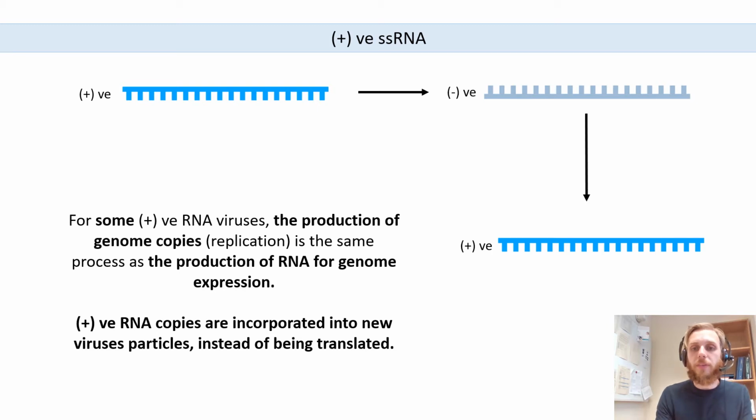So we have this positive sense single-stranded RNA produced. In genome expression, this strand would be translated into protein. However, in genome replication, this strand isn't translated into protein. It's retained and packaged into new virus particles, and it is their genome. It serves as the virus genome for each of these viral particles, because again, it's exactly the same as the virus genome that came into the original cell. It's positive sense, it's single-stranded RNA, it's a copy.